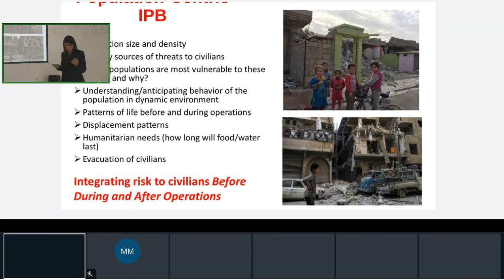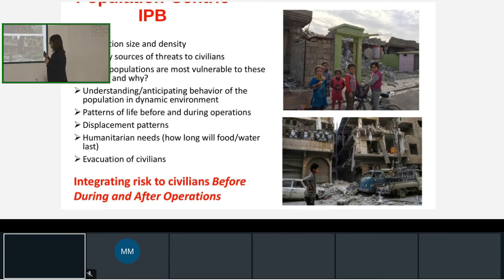Also understanding how civilians will behave in a very dynamic environment, and again, I'm looking at Mosul and Raqqa as the most recent conflicts where there were missed opportunities, where they didn't really foresee in the targeting process how civilians are going to react. And the Raqqa report from RAND really identifies some of those challenges.